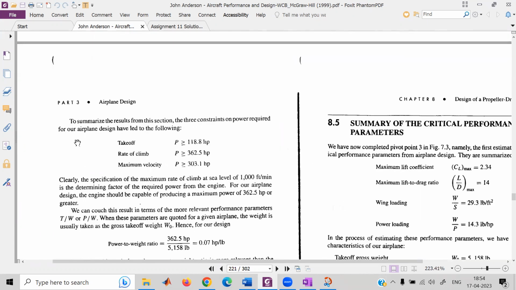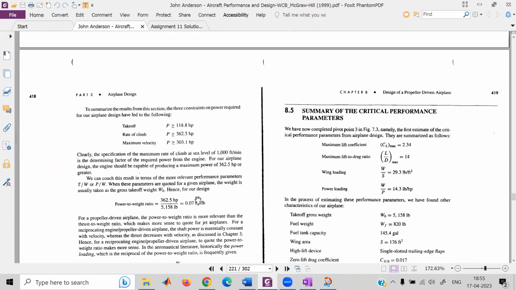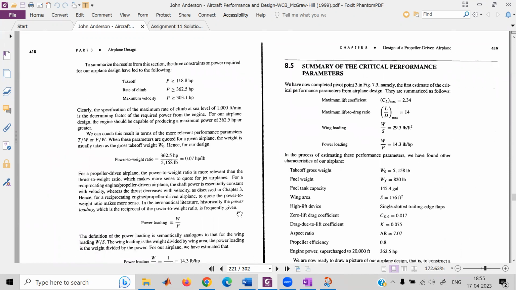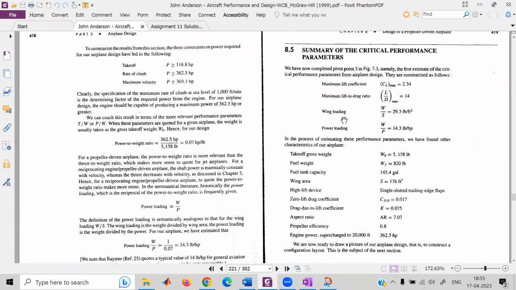All right. So here is the list to summarize the results from this section. The three constraints on power required for the airplane design: takeoff, rate of climb, and maximum velocity. You can also keep in mind this will be true for almost all general aviation aircraft. So you should have a relative sense in your mind of in what maneuvers we require maximum power. He just converts it to power to weight ratio or power loading. Because the total weight is also known to us, we end up with this section summary of the critical performance parameters.